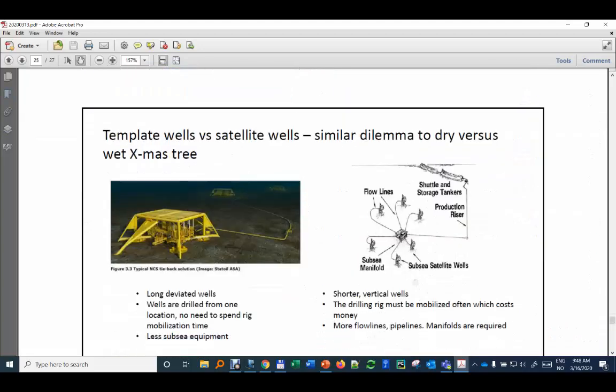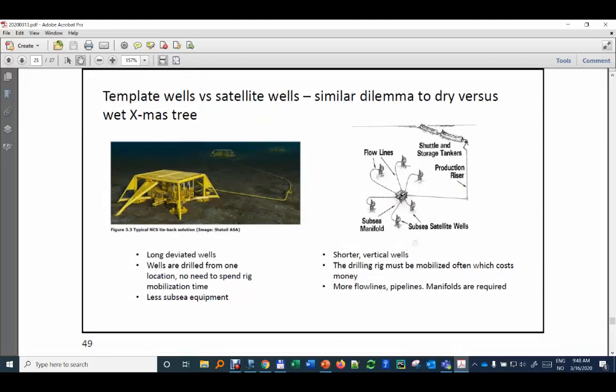Okay. There is a similar dilemma to what we had for dry and wet Christmas trees. With template wells, wells are drilled from one location. You can drill 4 from the same location, so the drilling rig doesn't have to move that often. But also wells have to be deviated, which is more costly. And also you don't need all of this equipment to join the well with the manifold, for example. In this case, you have everything compressed in one side, so you don't have to install the flow line or install the jumper.